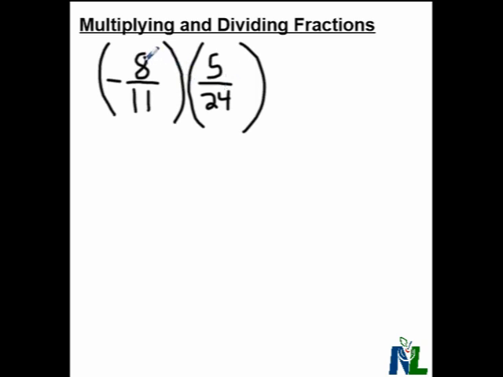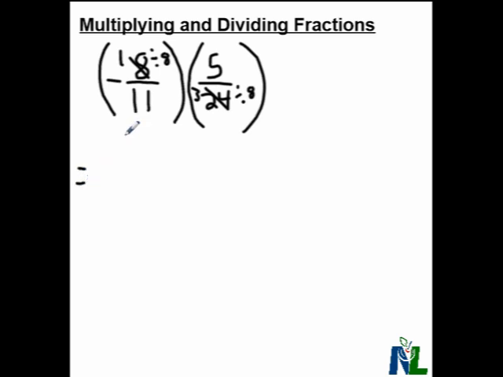However, if I look at 8 and 24, they do have a common factor, and that largest common factor they share is 8. So I can actually divide 8 and 24 by their common factor to simplify. If I divide 8 by 8, it leaves me with 1. 24 divided by 8 is going to leave you with 3. Now let's look at the other ones. 11 and 5, no, they don't actually share any common factors, so I can't do anything about those.